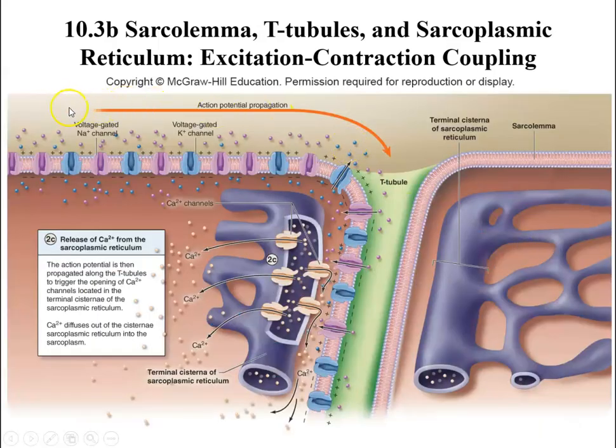So here's that action potential traveling down the sarcolemma, travels down the T-tubule, and then the change in membrane potential is going to trigger release of calcium channels, release of calcium from the terminal cisterna of the sarcoplasmic reticulum. Calcium then just diffuses out of the cisternae and then into the sarcoplasm, where it's going to interact with troponin.